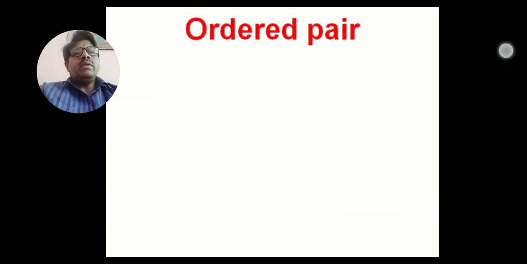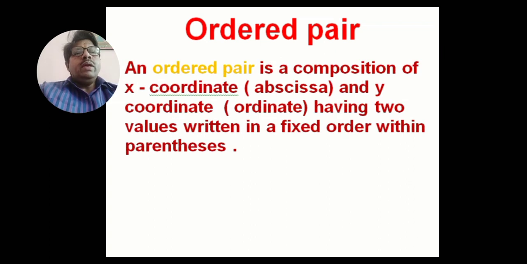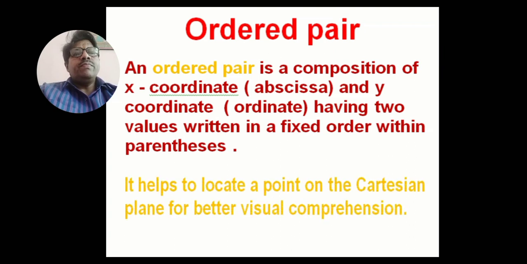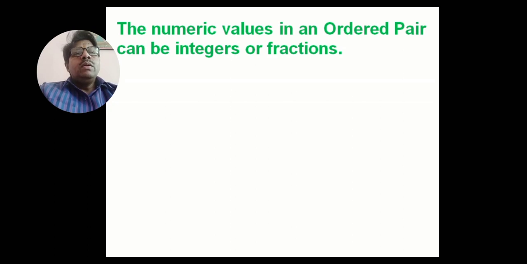Now, ordered pair. An ordered pair is a composition of the x-coordinate, that is abscissa, and the y-coordinate, that is ordinate, having two values written in a fixed order within parentheses. It helps to locate a point on the Cartesian plane for better visual comprehension. The numeric values in an ordered pair can be integers or fractions.